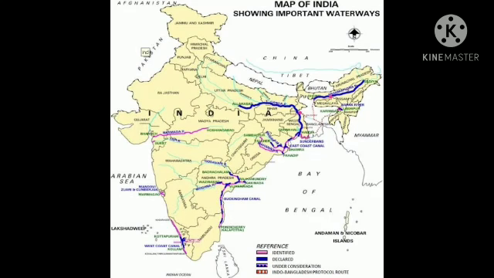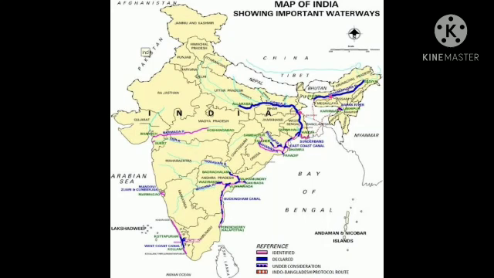The first one is the Ganga river between Allahabad and Haldia. That is the first national waterway, number 1. The second one is the Brahmaputra river between Sadia and Dhubri. That is waterway number 2. So the first one covers a distance of 1620 km. The second one covers a distance of 891 km.